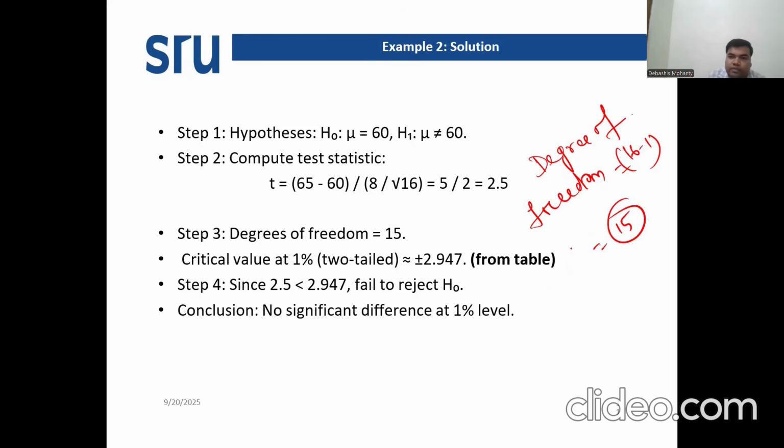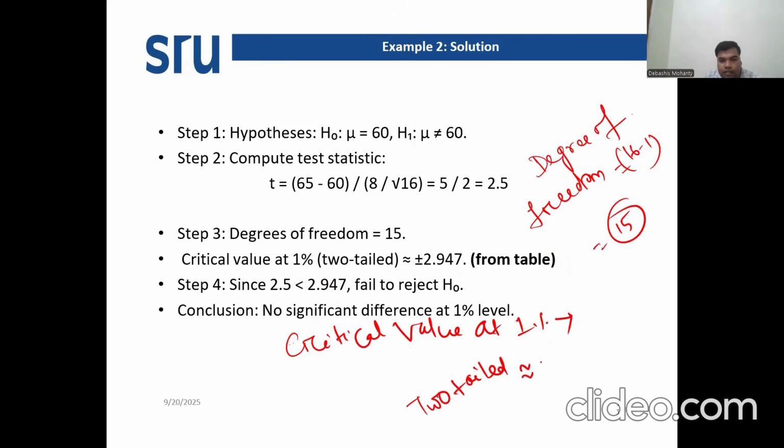Right? Next, we have to check whether it is a two-tailed or one-tailed test, based on that critical value. So the critical value is at 1%. Critical value at 1%, and 1% means two-tailed. Two-tailed means it is nearly equal to plus or minus 2.947. That we will get from the table.